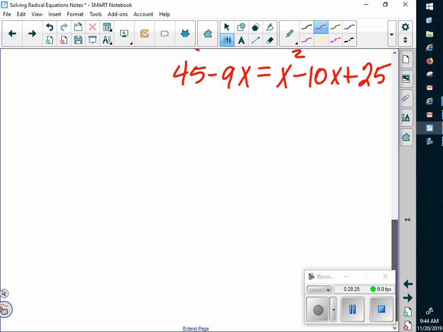Let's finish. Which side do I want to put stuff on, due to the negative 10x? Put everything on the right side. If I add 9x to both sides and subtract 45, help me out. I'm getting old, I'm a little slow, you gotta help me out. Minus x.